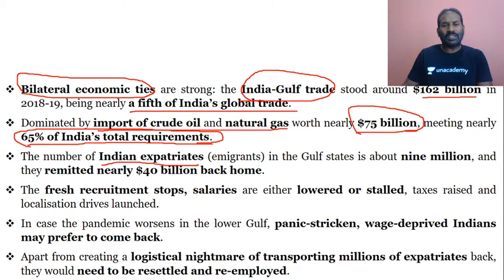And the other one that is positive from India's point of view: you have the Indian expatriates. Expatriates means the Indians who are staying, or immigrants or Indians who are in the Gulf states. The number of the Indian expatriates, immigrants or Indian diaspora in the Gulf states is about 9 million. It's a very big count. They work there, they have the jobs, they have the incomes, they have the salary, they have the savings.